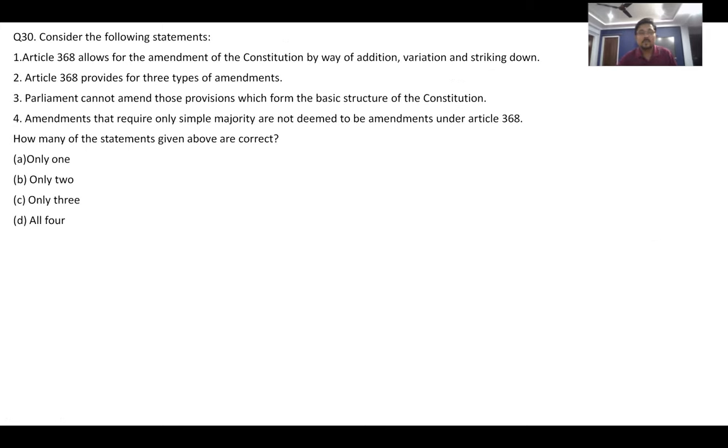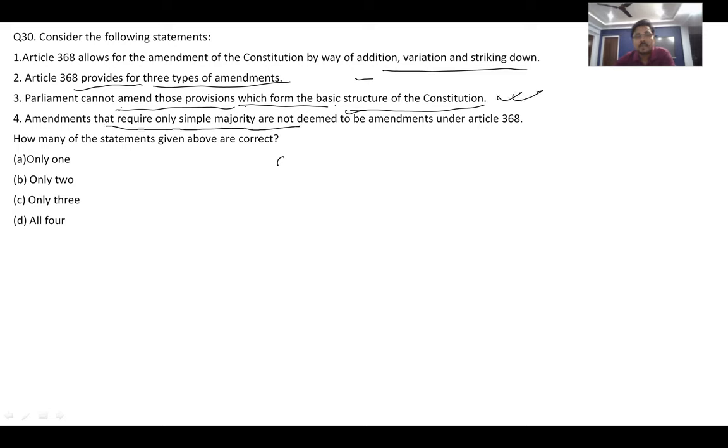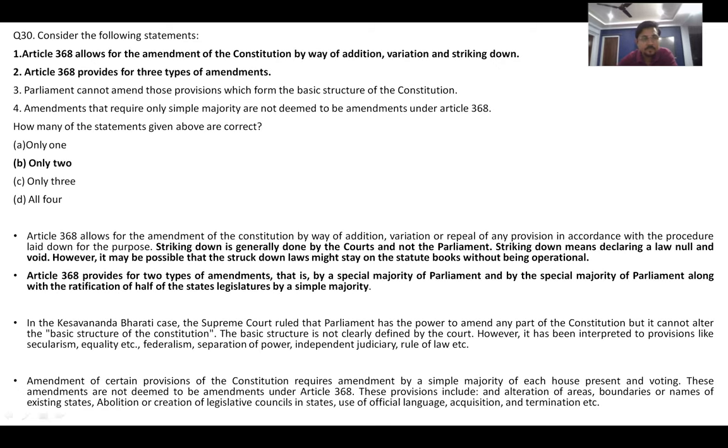Okay, so next, consider the following statements. Article 368 allows the amendment of the constitution by way of addition, variation and striking down. Article 368 provides for three types of amendments. Parliament cannot amend those provisions which form the basic structure of the constitution. And amendments that require only a simple majority are not deemed to be amendments under Article 368. So which of the following statements are correct? So here only two statements are correct.